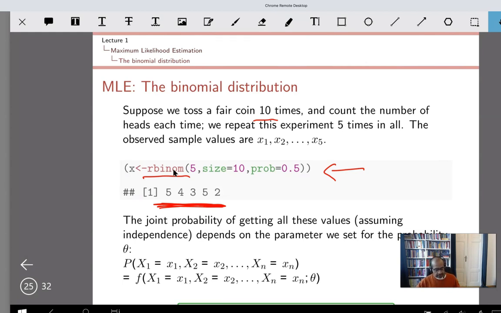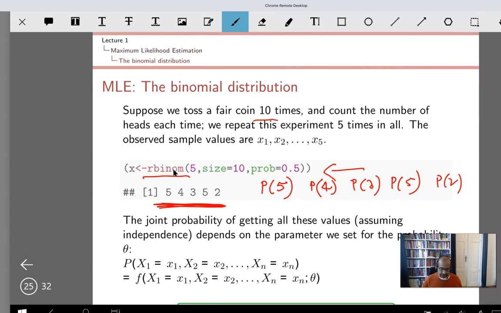Now I can ask for each of these experiments, what's the probability of observing 5 heads? And what's the probability of observing 4 heads? And the probability of observing 3 heads, and bear with me for a minute, 5 heads, and the probability of observing 2 heads, right? So these are the 5 experiments I did.